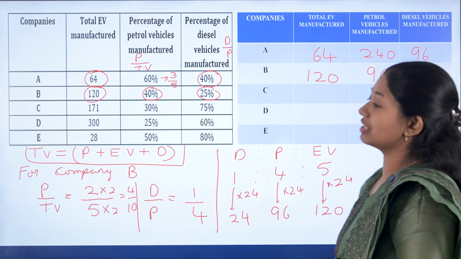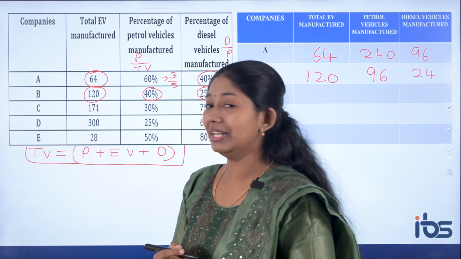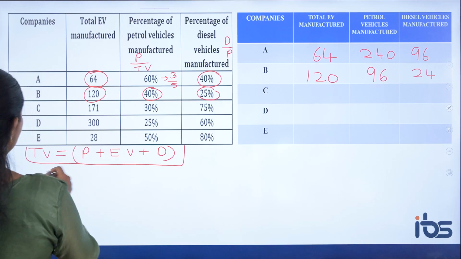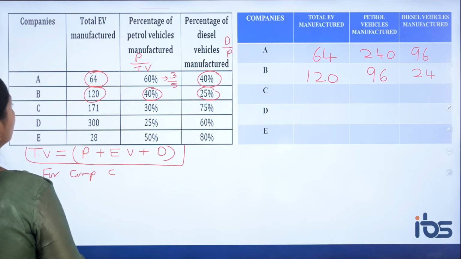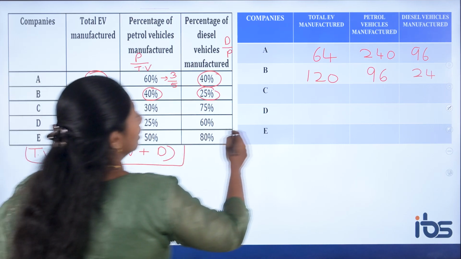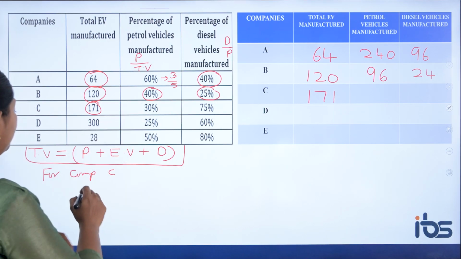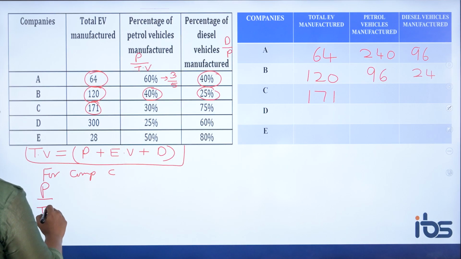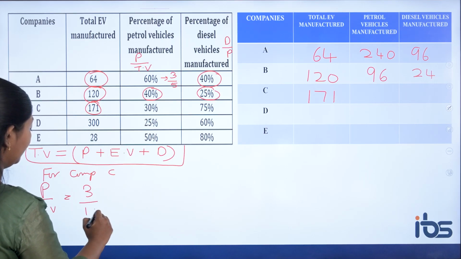So this is how you have to decode for company B. So next for company C, in the same way, company C. So we have total EVs as 171. So total EV manufactured is 171. Then we have the petrol to total vehicles ratio as 30%, that is nothing but 3/10.